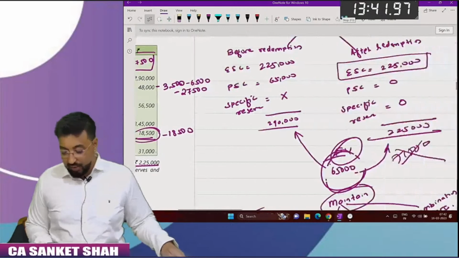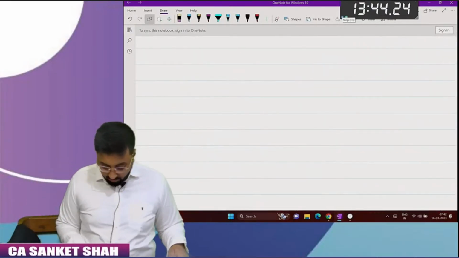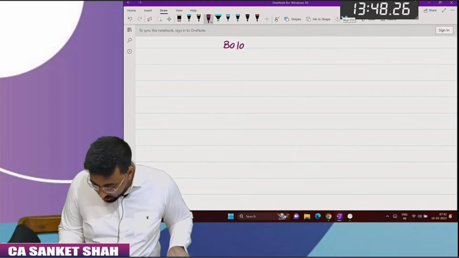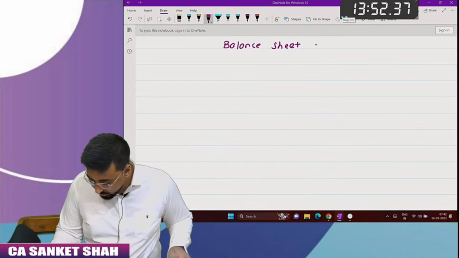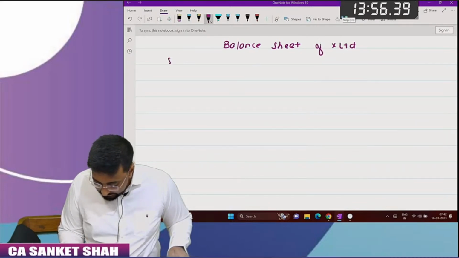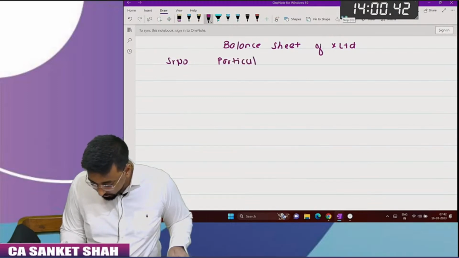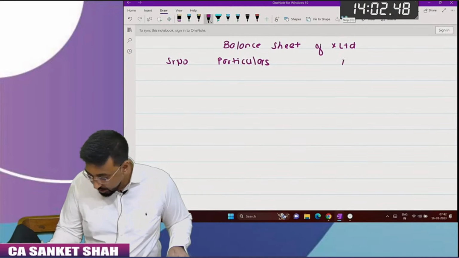And now beta write down pro forma. चलो फटाफट pro forma लिखिए. चलो write down balance sheet. Yes, balance sheet of X Limited. Serial number, particulars. So बेटा balance sheet pro forma कैसे लिखेंगे? Notes already I taught you. Rupees.